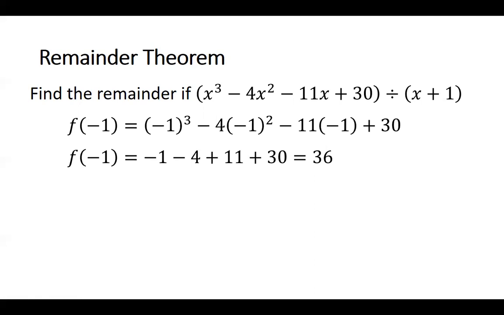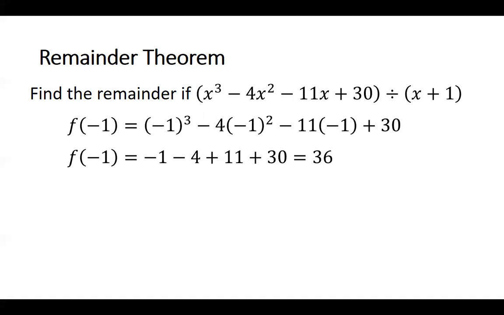Be very careful of your signs when you're doing this. Remember, if you're taking a negative value and raising it to an odd power, it's going to be negative. If you take a negative value and raise it to an even power, it's going to be positive. So -1 cubed gave me -1. -1 squared gave me +1, but I was multiplying that by -4, it gives me -4.